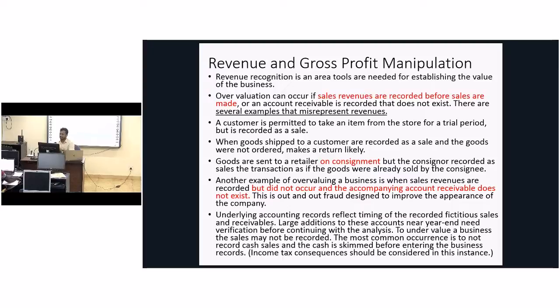When goods shipped to customers are recorded as a sale and the goods are not recorded as returned, why? It makes a return likely. So, another area: goods are sent to a retailer on consignment. You know consignment? In that case, the consignor records it as sales. Can you recognize sales like that? Only when the consignee sells to the third party can the consignor recognize revenue. But sometimes when you send goods, you recognize it as a sale, so it's wrong.